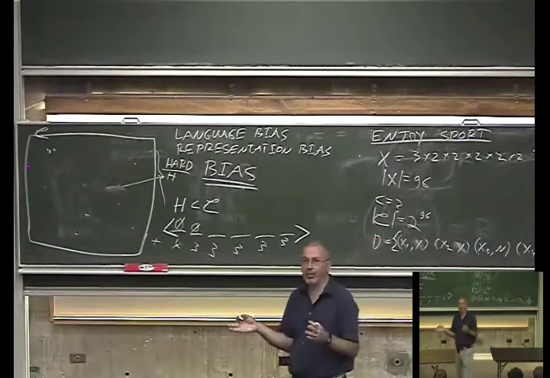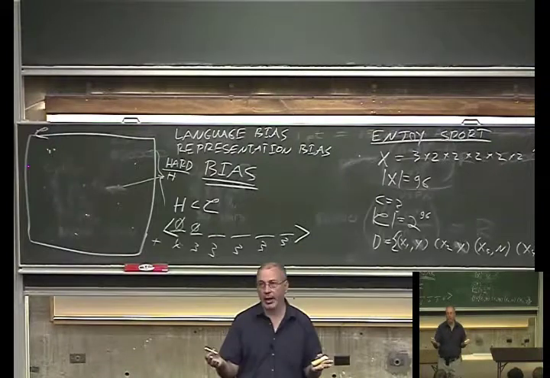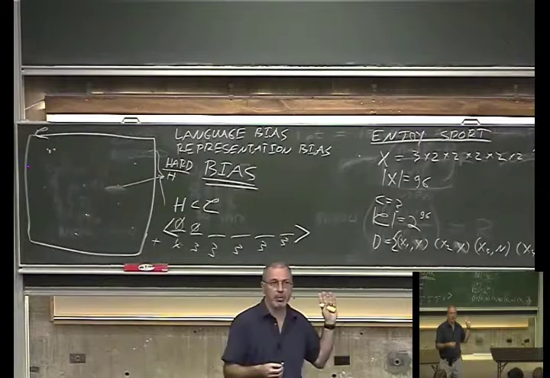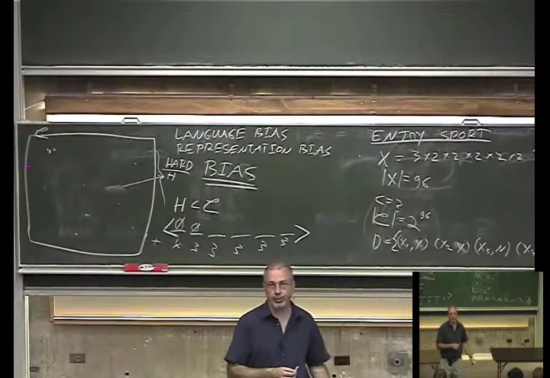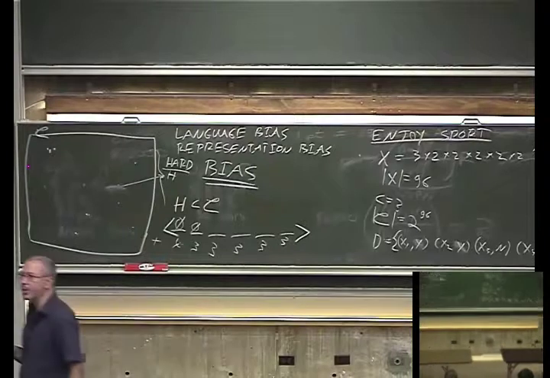How many subsets of a set of n items are there? 2 to the n. Exactly the same number of functions from that space to yes or no. So keep that in mind. Concepts are subsets, concepts are also functions.